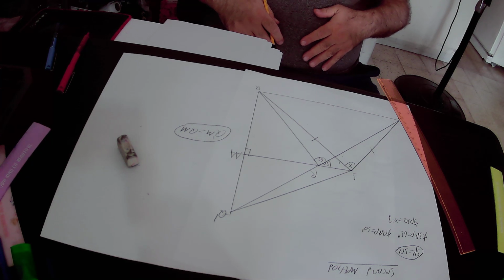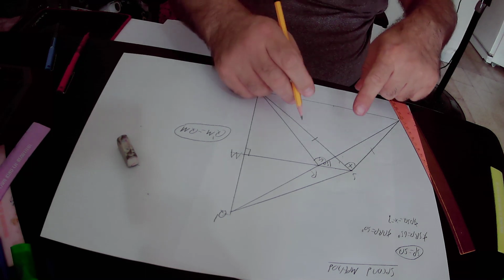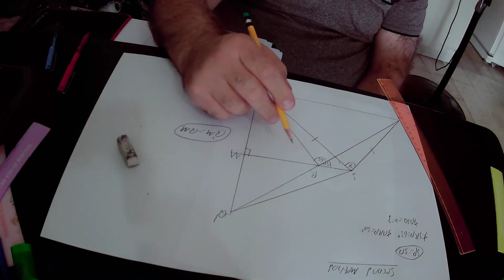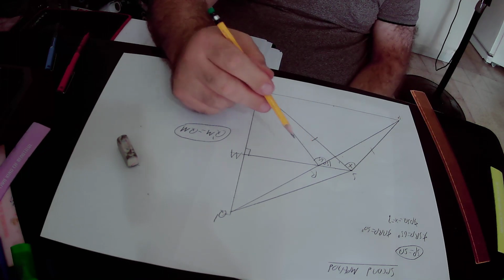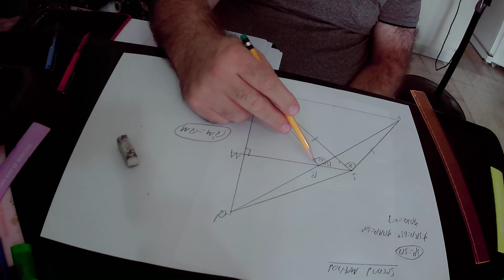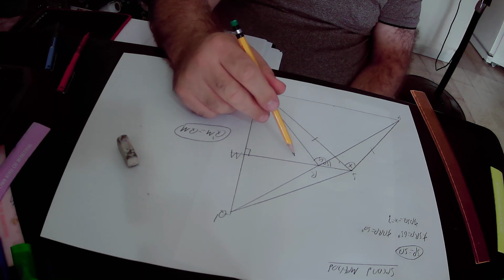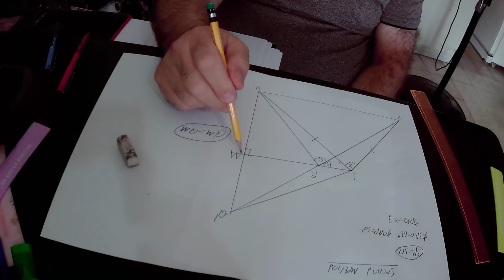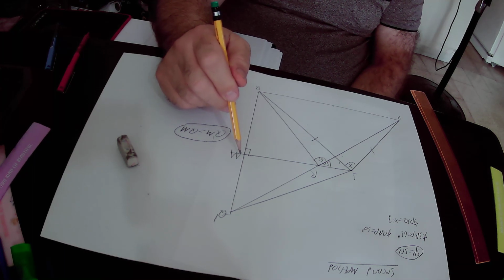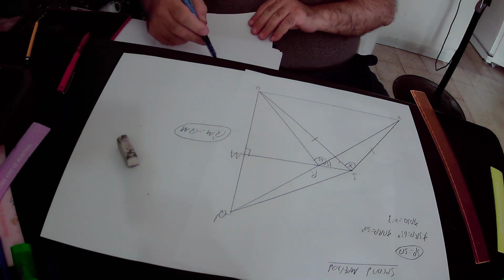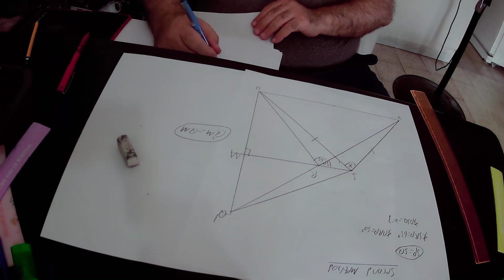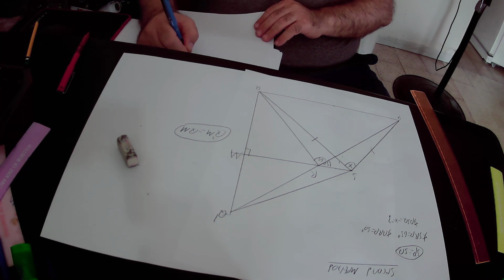So, first of all, we extended SR. SR is the side of a quadrilateral SRPQ, therefore it is a straight line, and we extended the straight line SR, so SM will remain a straight line. So I write it down that SM is a straight line.